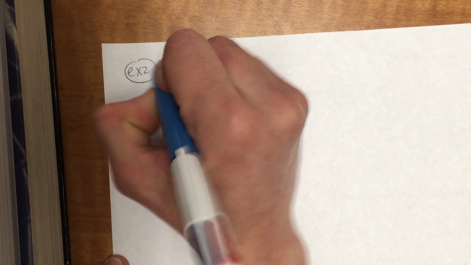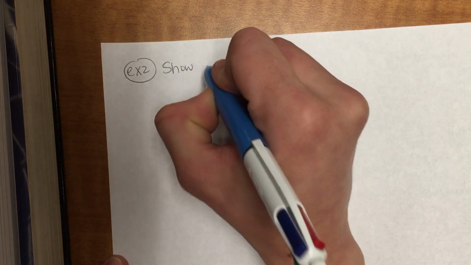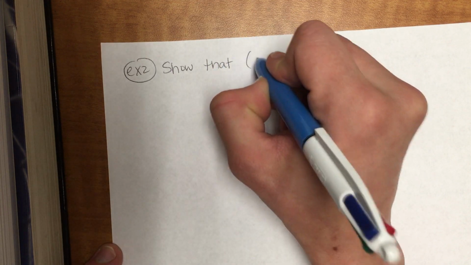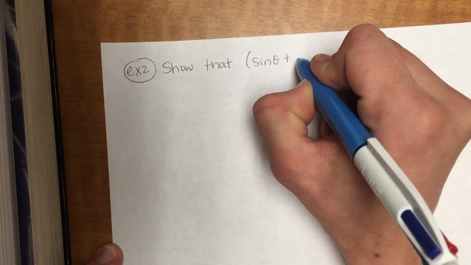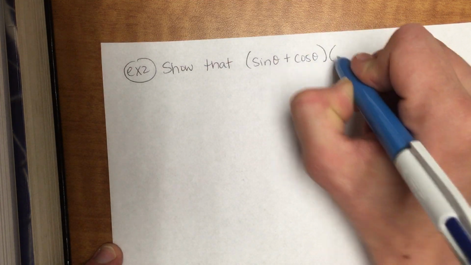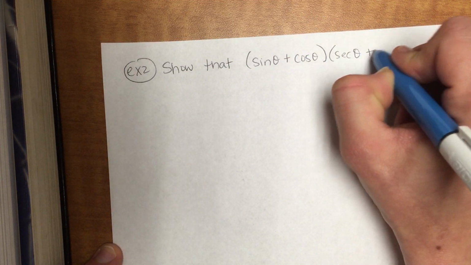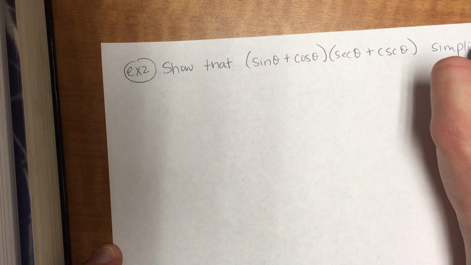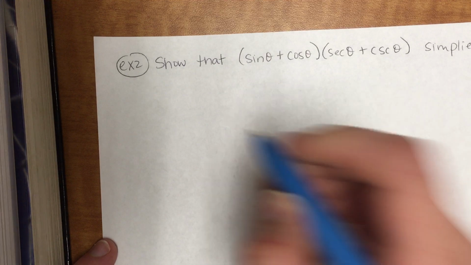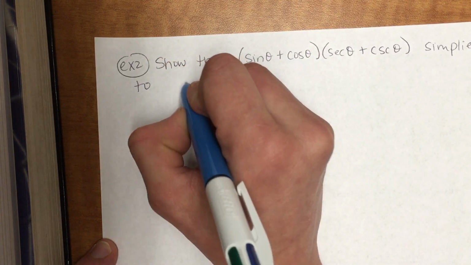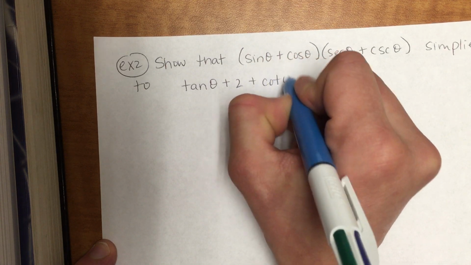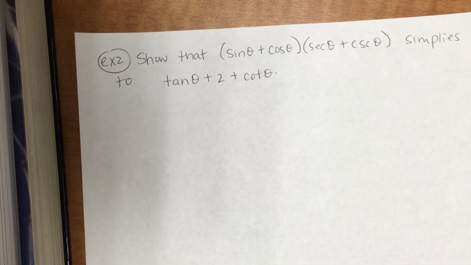All right, so example 2, should have had this written out already. It doesn't have to necessarily say prove. They can also say show. So let's show that (sine theta plus cosine theta)(secant theta plus cosecant theta) equals, or simplifies, I spelled that wrong, you know how to spell it, to tan theta plus 2 plus cotan theta. Okay.